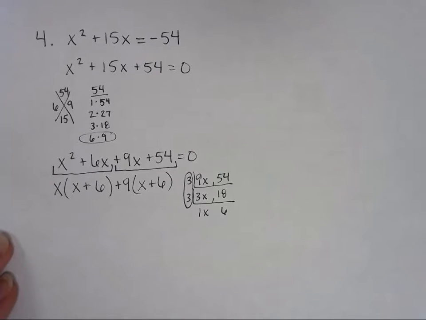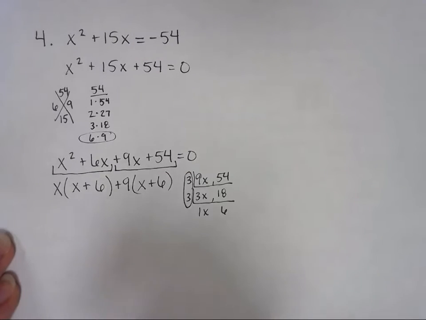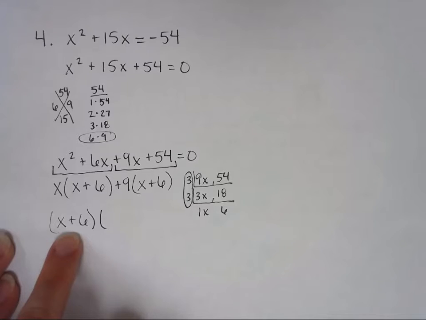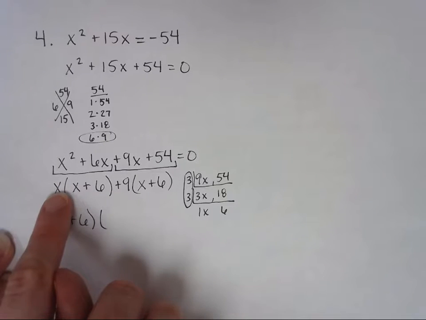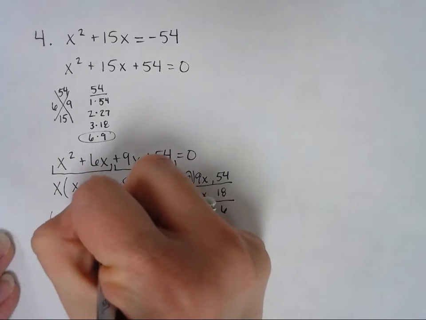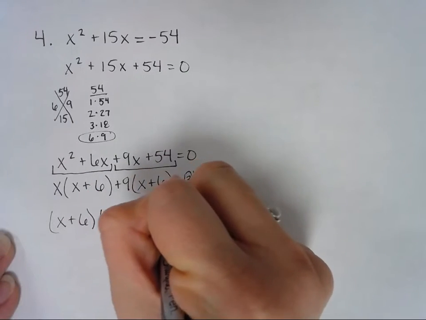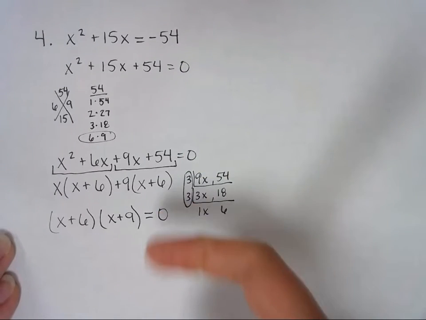So write your factors as two sets of parentheses. Your parentheses that match make one set of parentheses, and the other GCF part come together and make one set of parentheses. All of that is set equal to 0 from the original step. Bring it down.